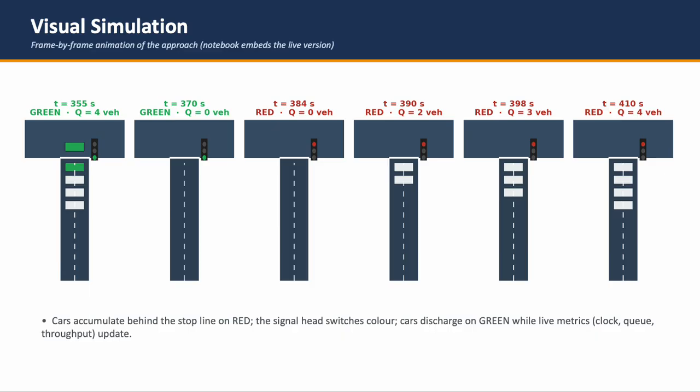Every element here is driven by the simulation. The signal head changes color with the phase, cars stack up behind the stop line, and in the live version the clock, queue count, and throughput are updated in real time. This build on red, drain on green cycle is exactly what produces the delay we are about to measure.